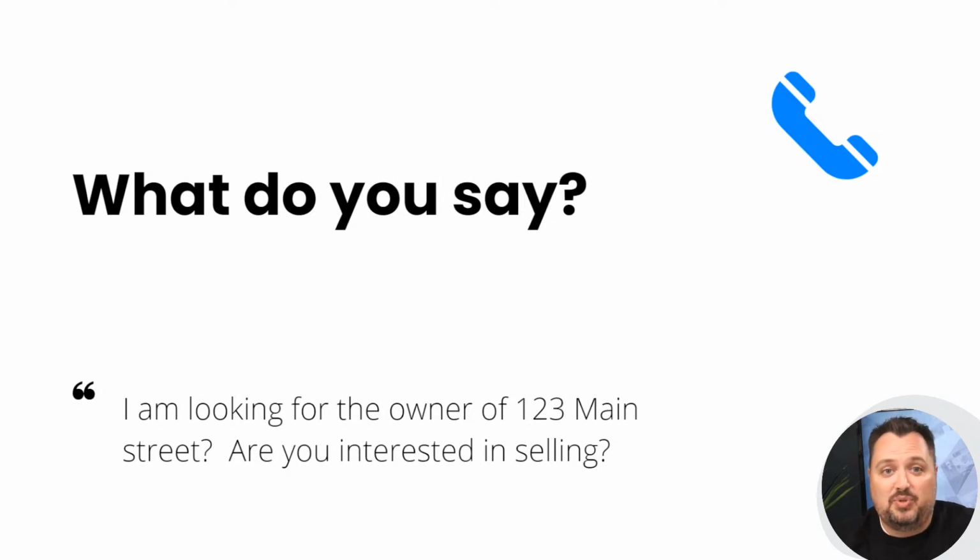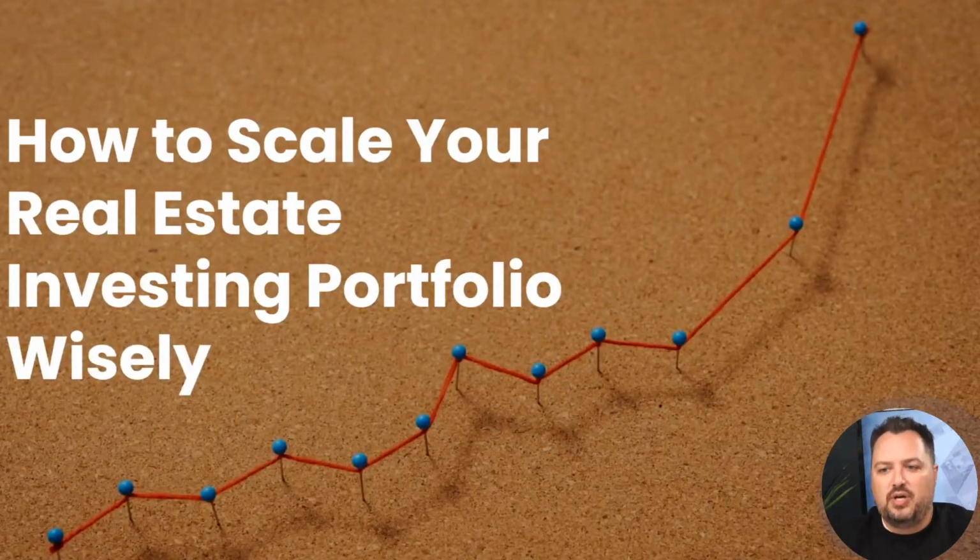The question I get a lot is, what do I say to these guys? I simply say, I'm looking for the owner of 123 Main Street. Do you have any interest in selling your home? If you want to get into it, I'm aware of a situation. As a matter of public record, I'm aware that there's a tax delinquency. I would love to help you. I help people that are in these specific situations. That's another great intro that we can have to people that are dealing with these problems.